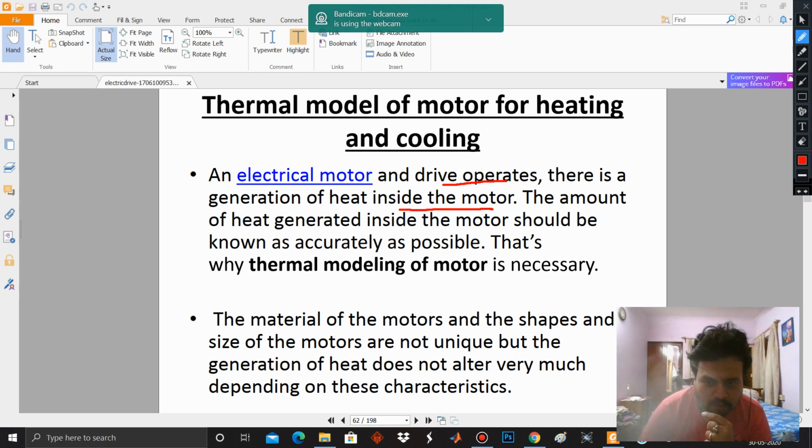The materials vary from motor to motor, and the shapes and sizes of the motors also vary from one another, but the generation of the heat does not alter very much depending on the characteristics. So it may happen that the motors are of different shapes and different sizes, but the generation of the heat does not alter very much depending upon the characteristics of the motor.